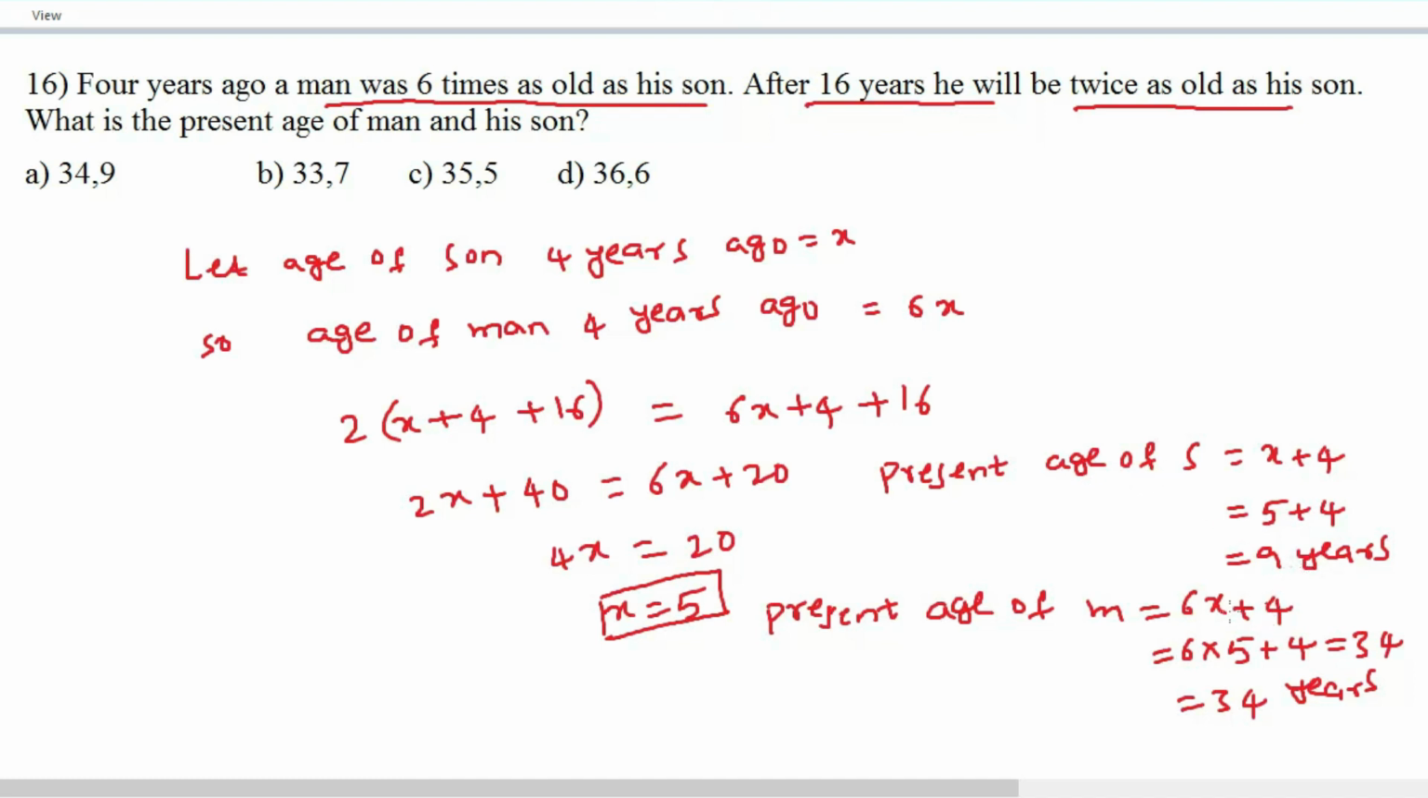Present age of son equal to 9 years. Present age of man is 34 years. 9 and 34. Option A.